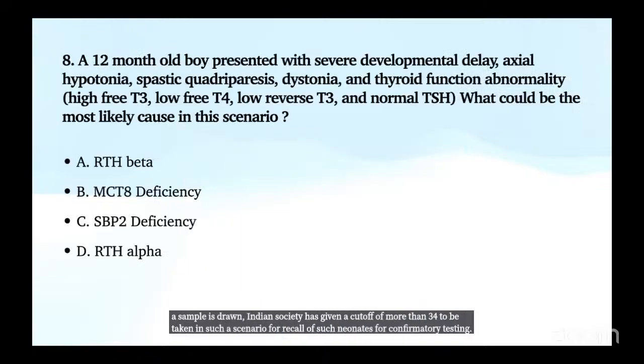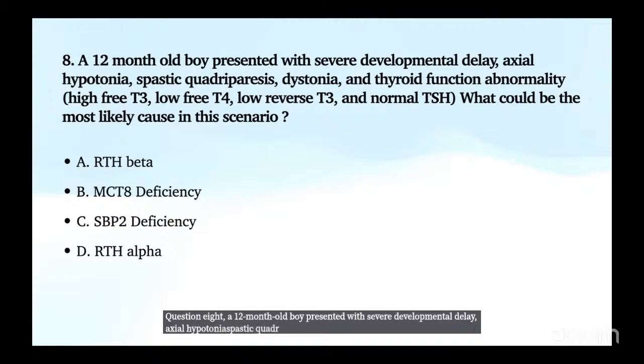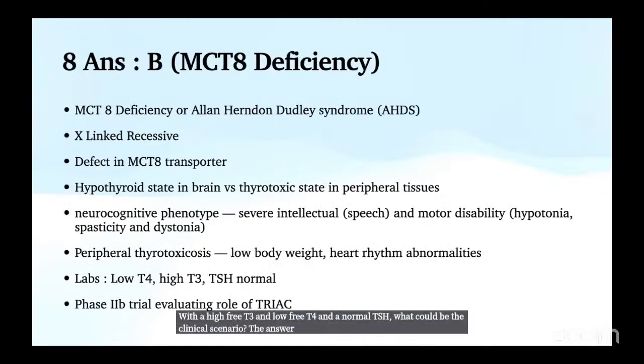Question 8: a 12-month-old boy presented with severe developmental delay, axial hypotonia, spastic quadriparesis, dystonia, with a high free T3 and low free T4 and a normal TSH. What could be the clinical scenario? The answer is MCT8 deficiency.